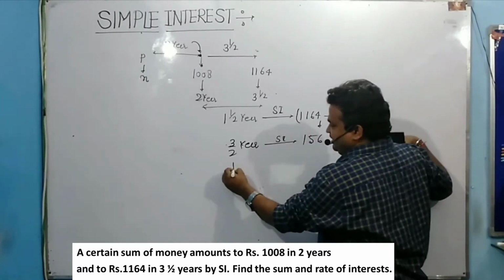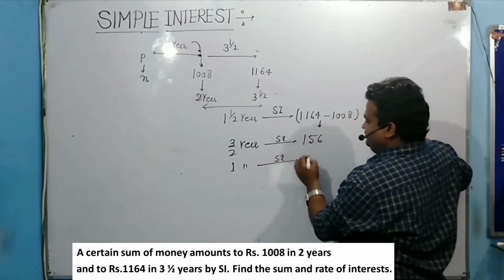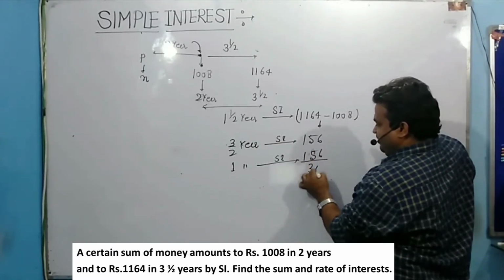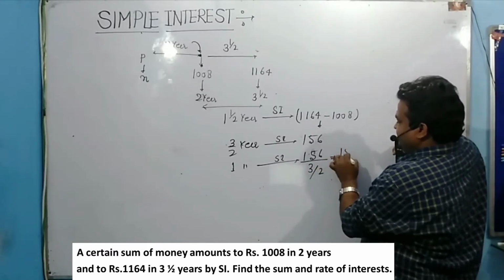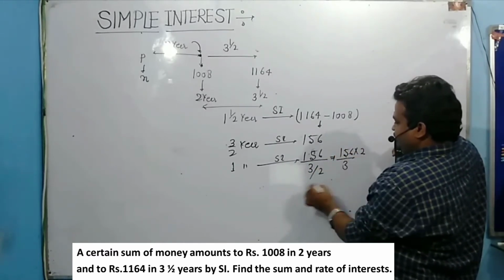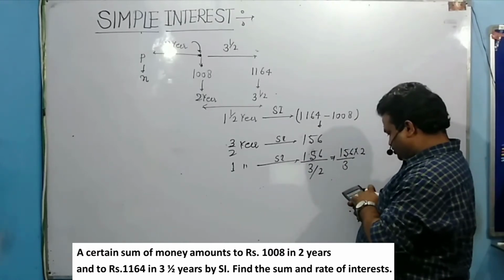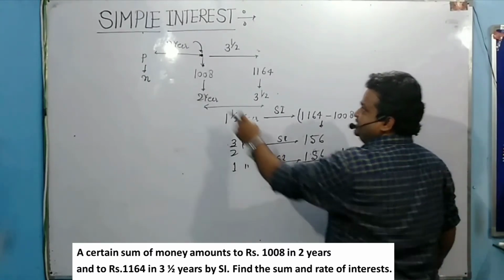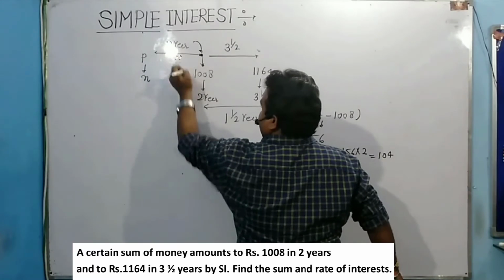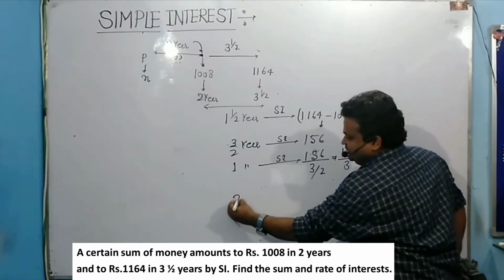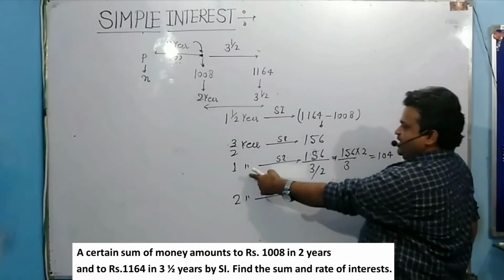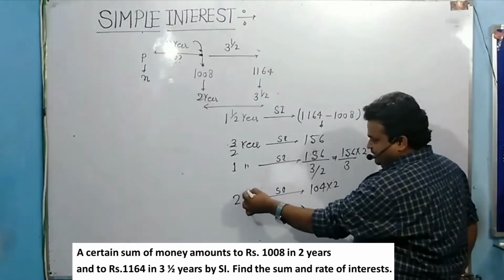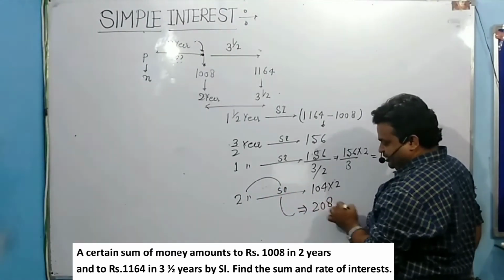So what is my simple interest in 1 year? 156 divided by 3 by 2. 3 by 2 means 156 divided by 3 into 2, so this value is 156 into 2 divided by 3. Now you need to calculate the simple interest in 2 years, so that you can get the principal amount. The 1 year simple interest value is 104. So in 2 years, multiply by 2. After 2 years, my simple interest value is 208 rupees.